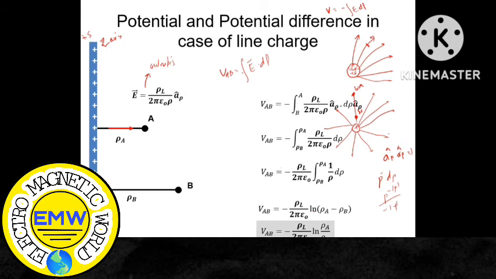You know the logarithmic property: if the logarithm has a minus value, that means it is divided; if it has a positive value, that means it is multiplied. So you can use the formula to find the potential difference. Here rho L is basically the line charge distribution density, meaning how much density the line has. 2 pi epsilon is a constant, rho A is the distance from the line to the point of interest, and rho B is also a distance from the line to the point of interest. So you can easily find it.